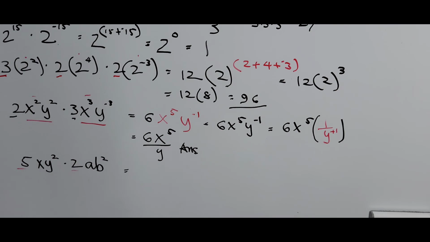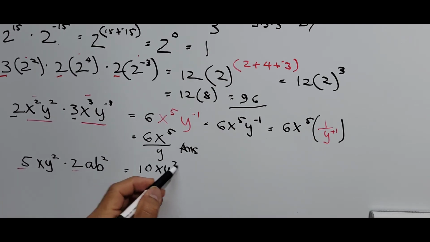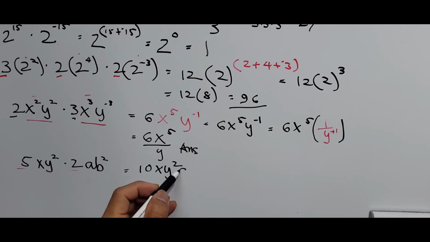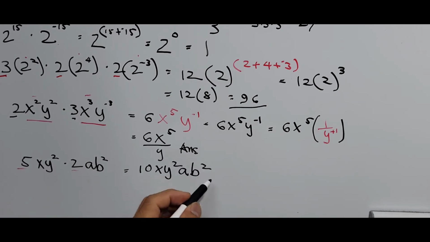If you have different bases, all you have to do is copy them, right? And multiply the coefficients. 5 times 2 is 10. x, y squared. a, b squared. So that's the answer. So all you have to do is copy it, right?